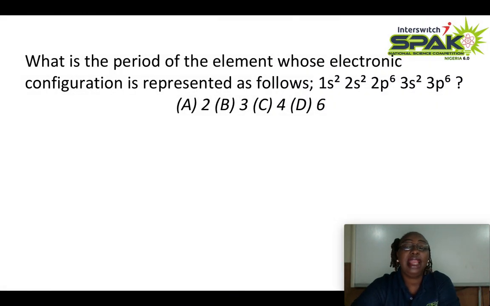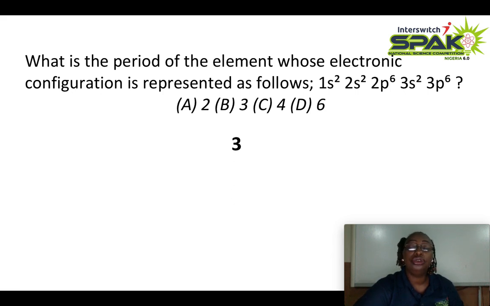What is the period of the element whose electronic configuration is represented as follows? 1s2, 2s2, 2p6, 3s2, 3p6. The first thing you have to look at is what element we are looking at. We have 18 electrons, so the element should be the 18th element, which is argon. Argon is the 18th element. So what period is it? How do you know the period? Before we look at how periods are identified in electronic configuration, let's see your answer. Our answer is 3, it is on period 3.